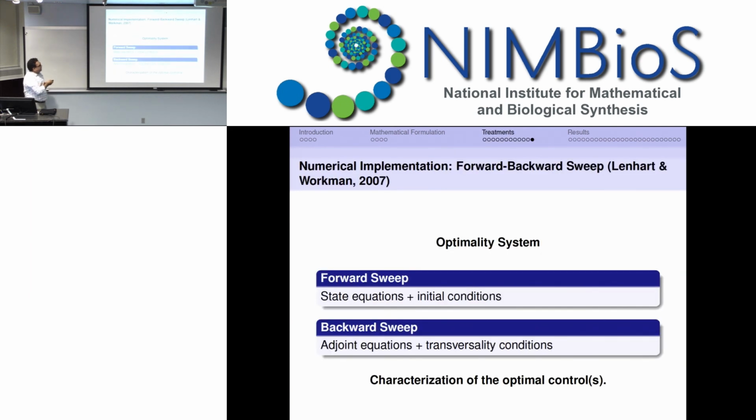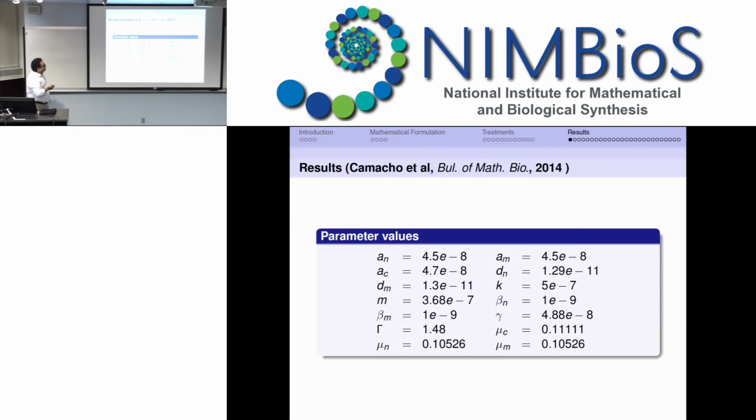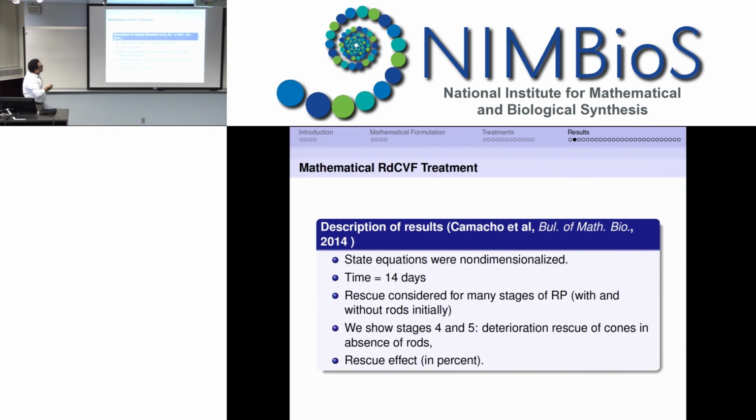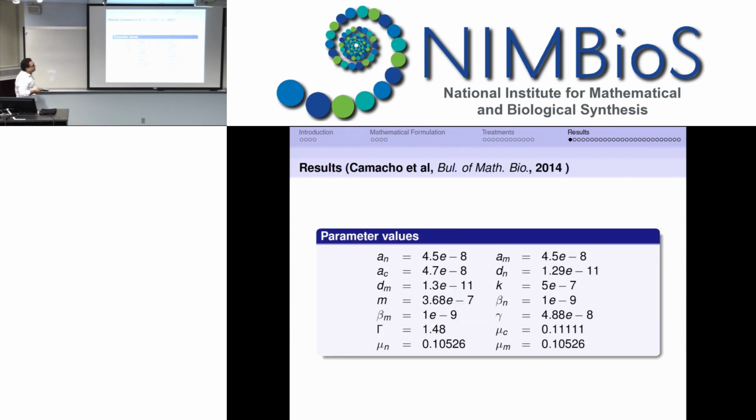All right, so here are some of the parameter values that we used to solve the RDCVF problem. Can you show it again? Yes. Why is there no difference between the normal and the mutated rods? You mean for the A sub n and A sub m? Yeah, so A sub m higher.